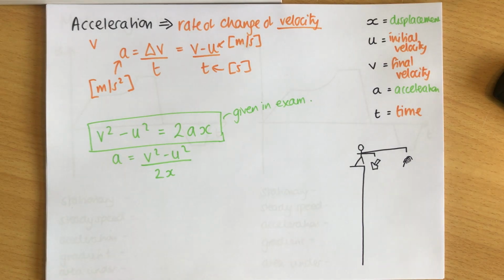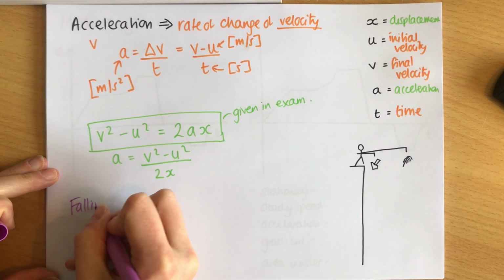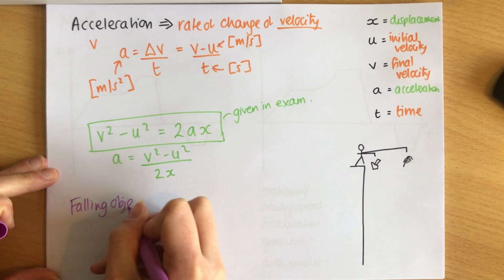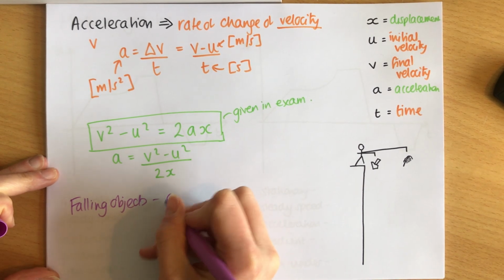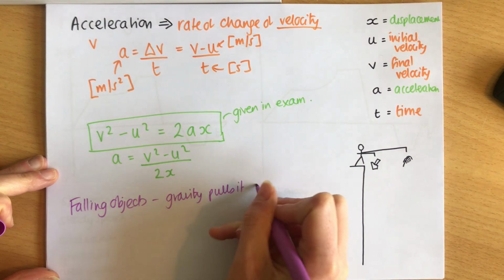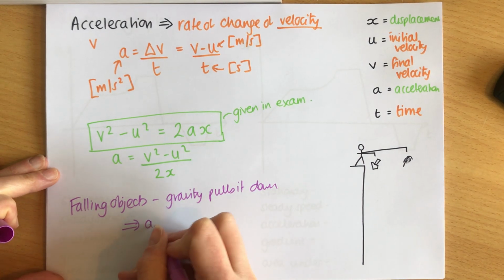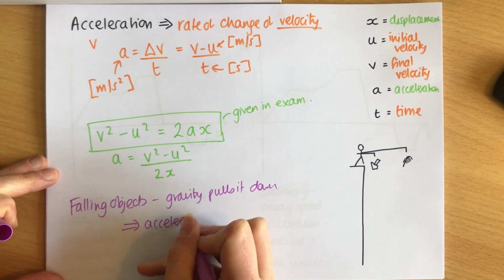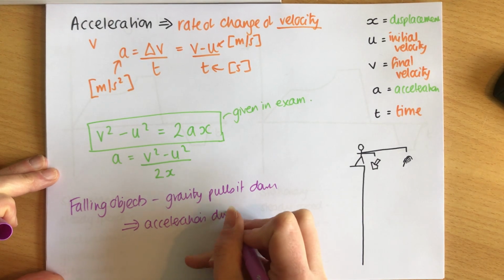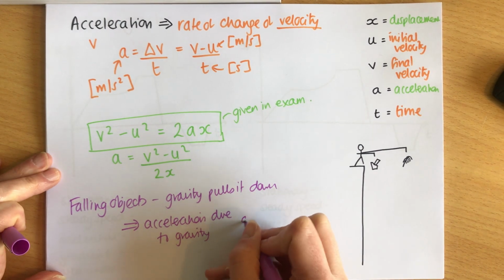Now that brings me on to one specific example, and that is falling objects. So falling objects. Now when an object falls, it's the force of gravity that pulls it down. Therefore, it's the force of gravity that gives acceleration. We have something called the acceleration due to gravity, and it has the symbol g.